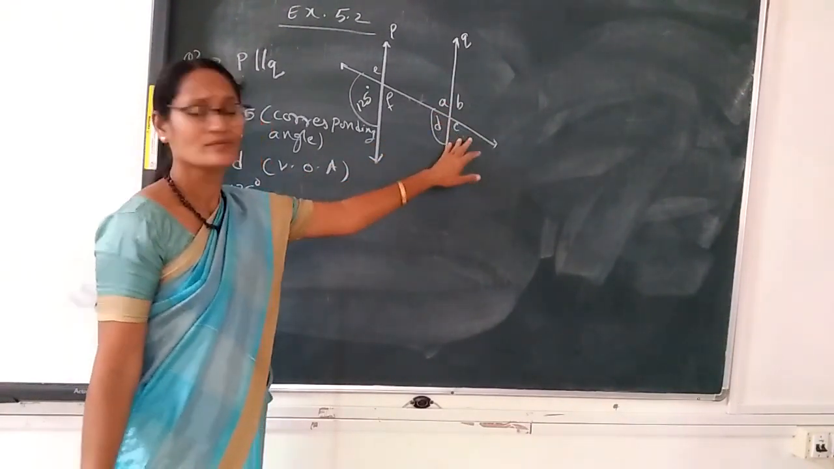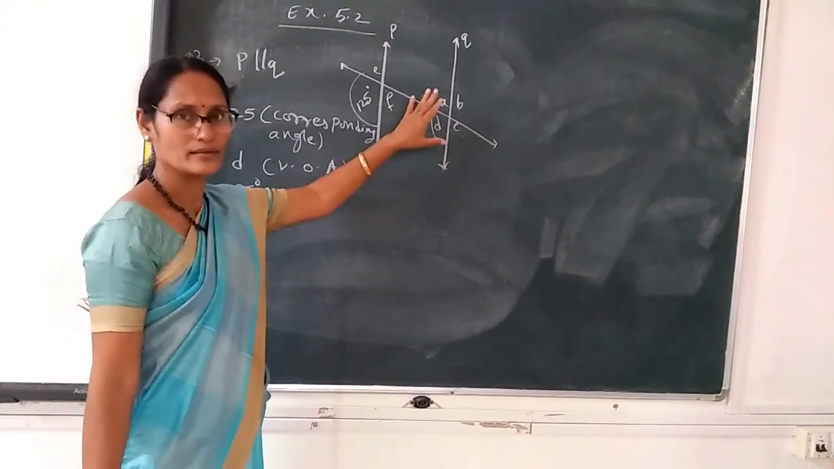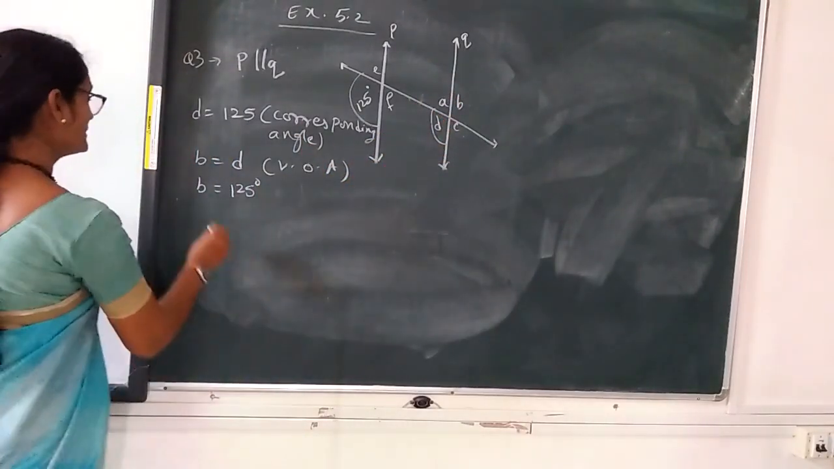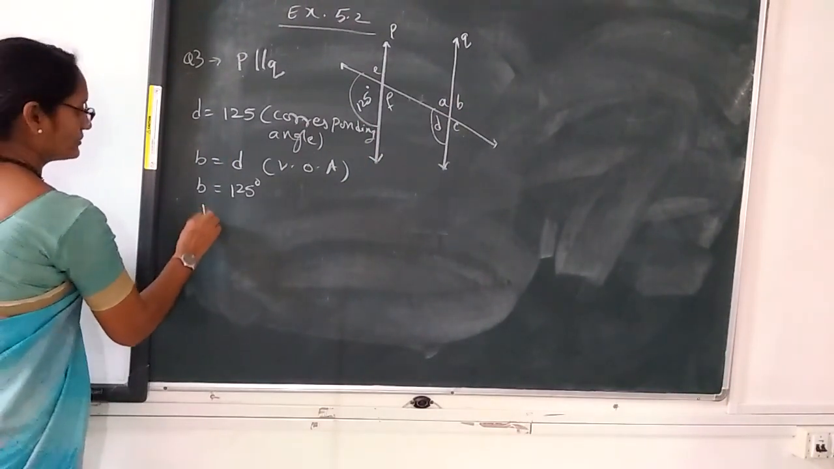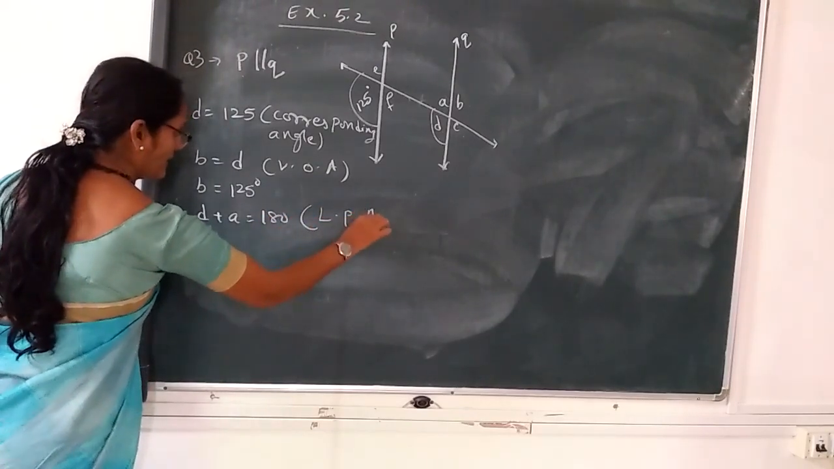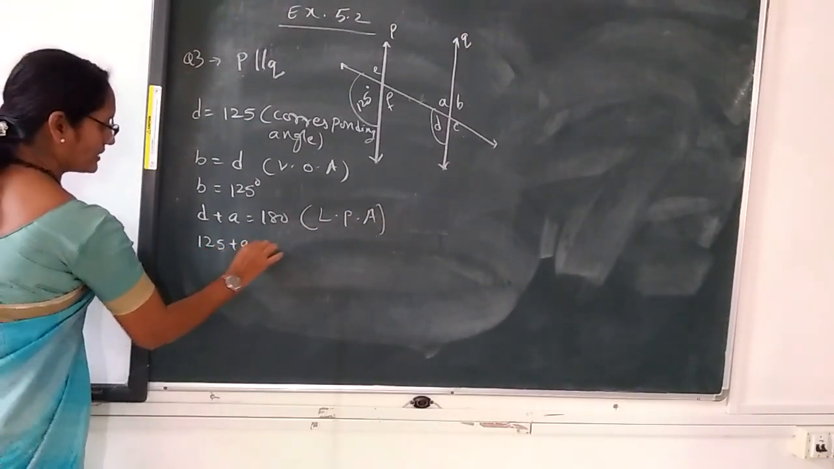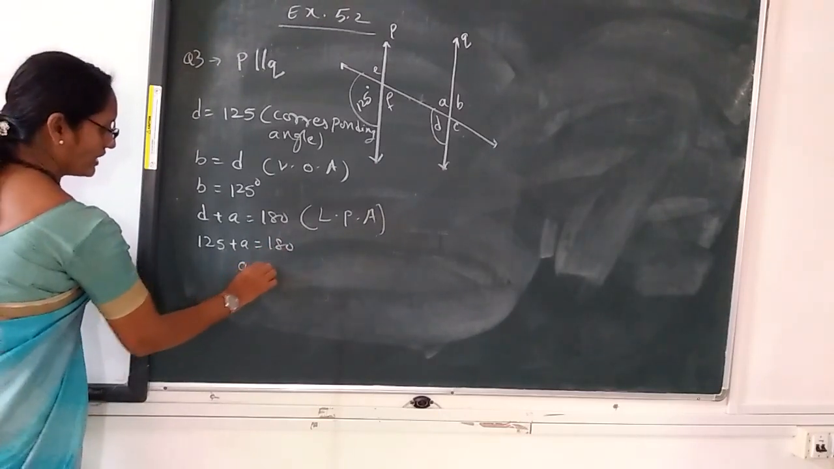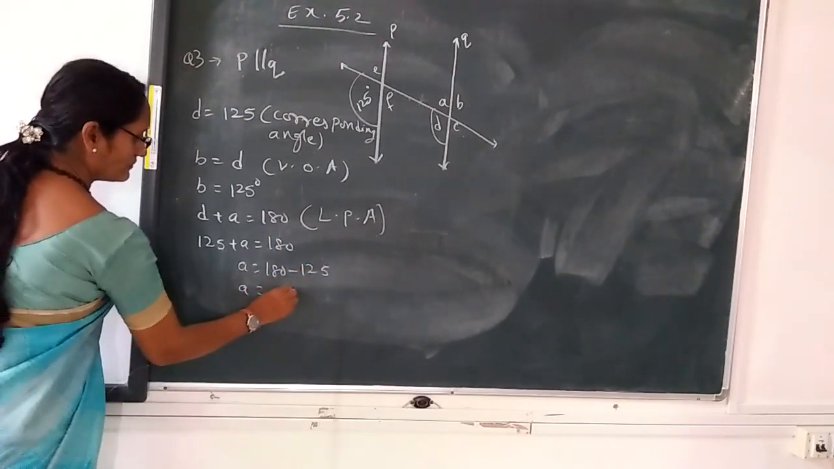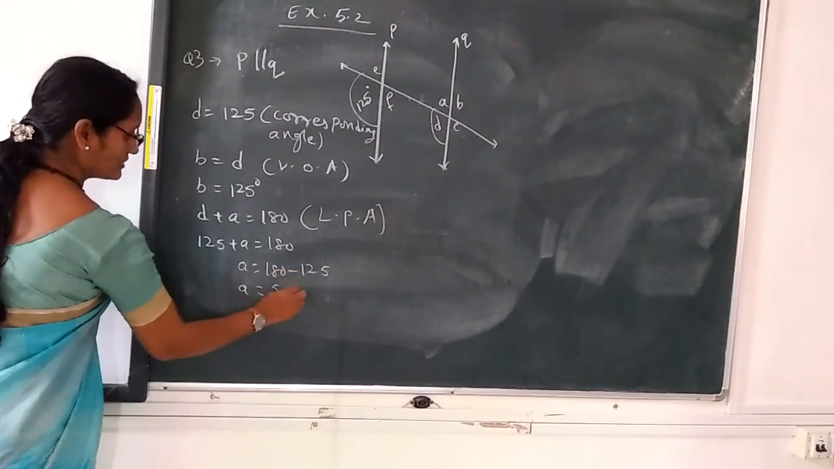Now if you observe D and C, which type of angle are they? Or you can take D and A, anything you can take. Which type of angle are they? Linear pair angle. Linear pair angles means their sum will be equal to 180 degrees. So D plus A will be equal to 180 degrees. Reason: linear pair angle. So what is the value of D? D is 125, plus A equals 180 degrees. So A will be equal to 180 minus 125, so 55 degrees.